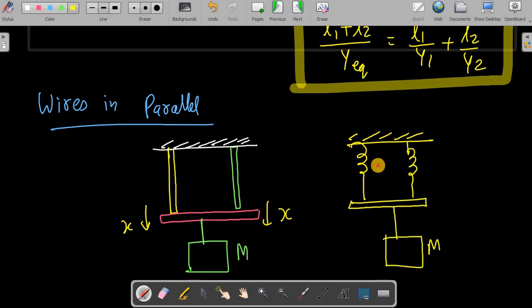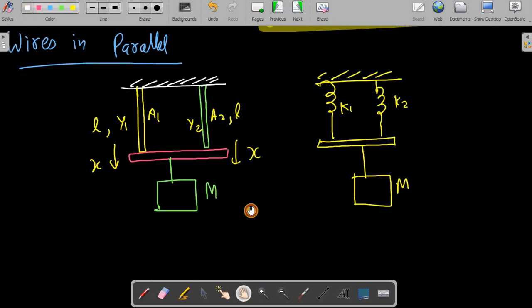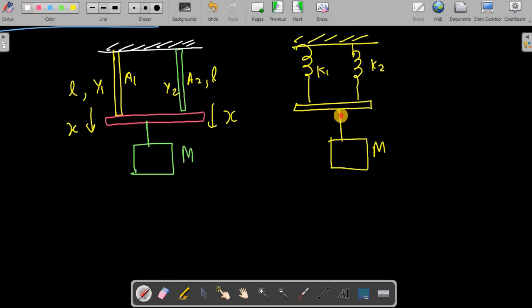So let's say this is K1, K2. In the same way here, areas can be different now. Young's moduli are anyway different. But length has to be the same. Same length L and same length L here. Right? So in this case, the total force acting is equal to F1 plus F2. So the total force is F1 plus F2. Total force here is mg.